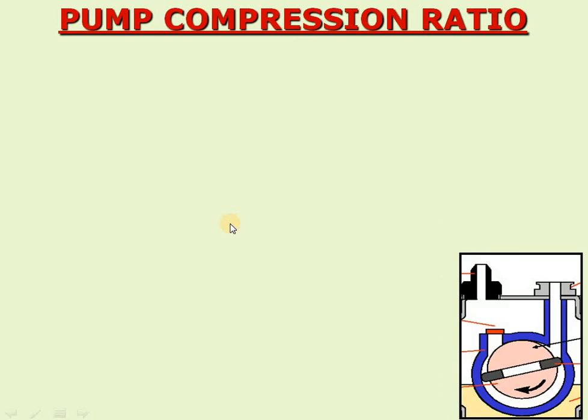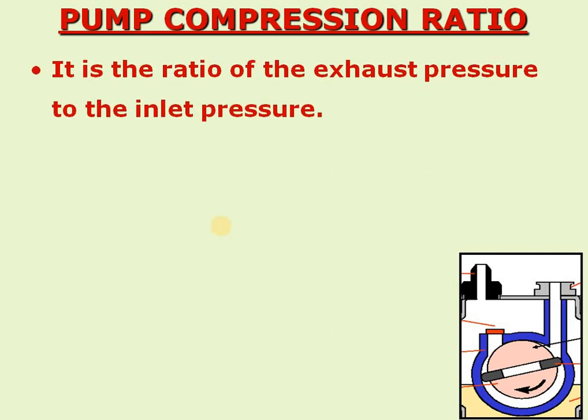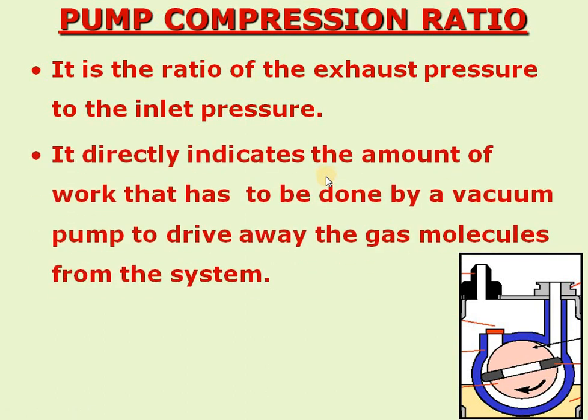And here is another important term that is known as pump compression ratio. This is also an important parameter which characterizes the efficiency of a pump. And it is defined as the ratio of the exhaust pressure to the inlet pressure. Exhaust pressure, you have seen, may be either the atmospheric pressure or the pressure existing in a secondary pump, and inlet pressure is that which exists in the vacuum container. You can define it mathematically like this: compression ratio is equal to P exhaust divided by P inlet.